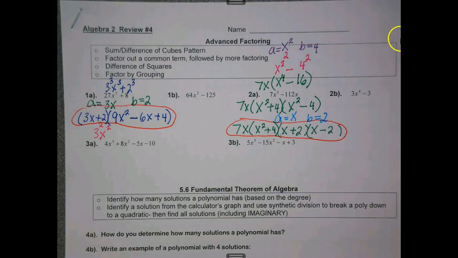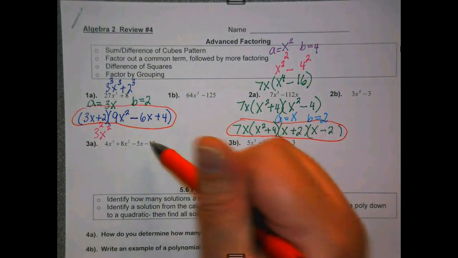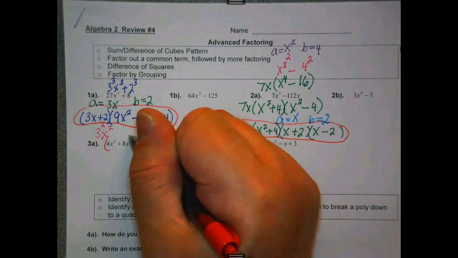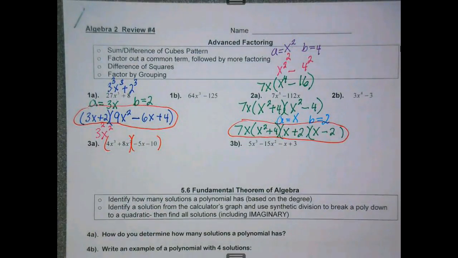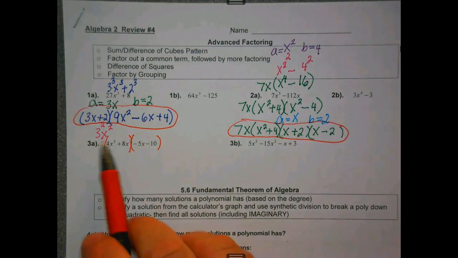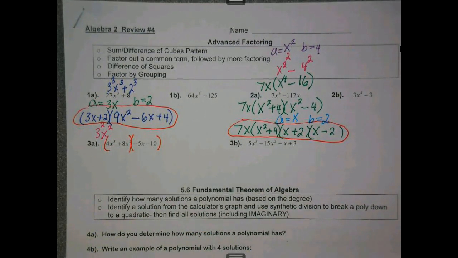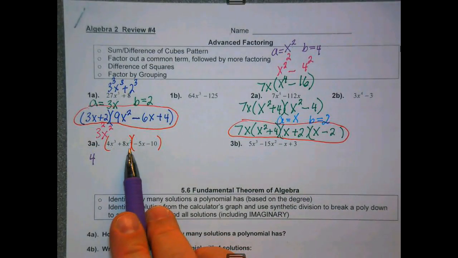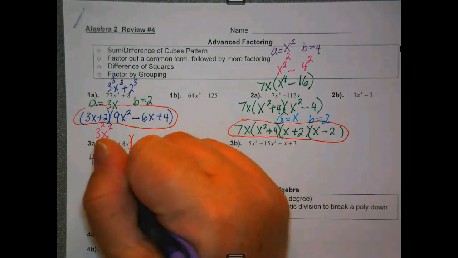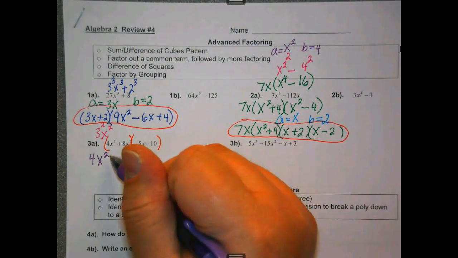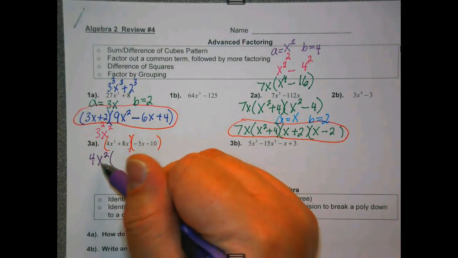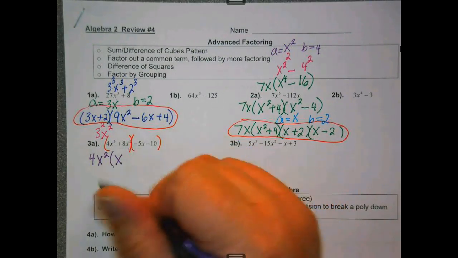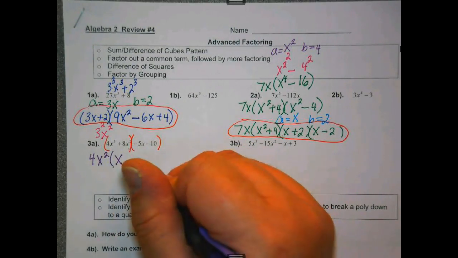Okay. Let's do 3a. I have 4 terms here. Again, following your flow chart, 4 terms, grouping. So group 2 terms. This first quantity I can take out. Let's see, I can take out a 4. And this one has 3 x's, this one 2 x's, so I can take out 2 x's. 4x cubed divided by 4x squared is x to the first. 8x squared divided by 4x squared, 2.